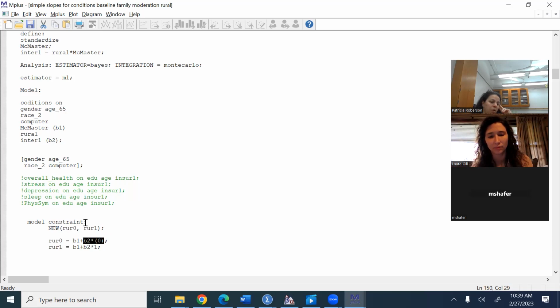So that's B2, my interaction term. This is just the basic, so that's rurality. And then the next one is when rurality is scored as 1, which I think is someone living in a rural area, and 0 is not. So I can, within Mplus, just calculate what my simple slopes are with those interactions, which is nice.